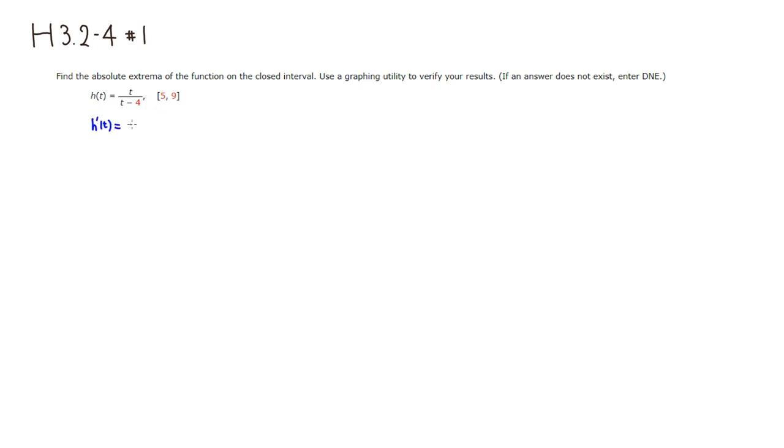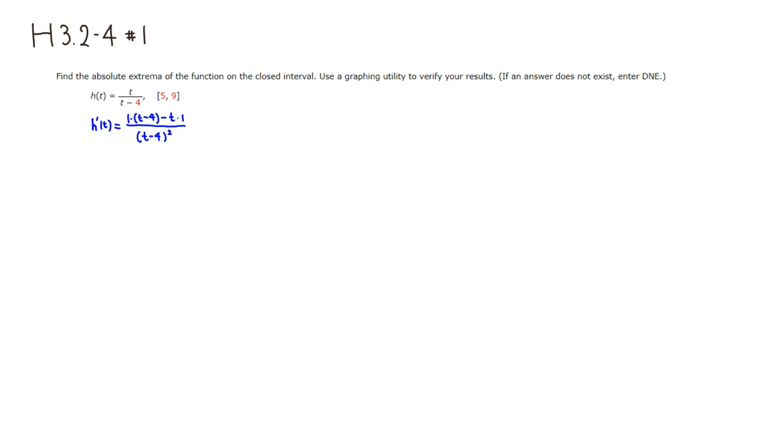We're going to use the quotient rule, so square the bottom. So you have (t minus 4) squared. The derivative of the top is 1, times the bottom, which is t minus 4, minus the top, which is t, times the derivative of the bottom, which is 1.